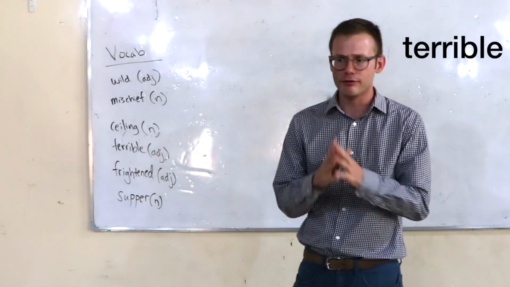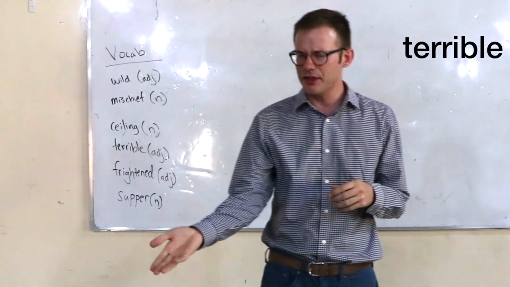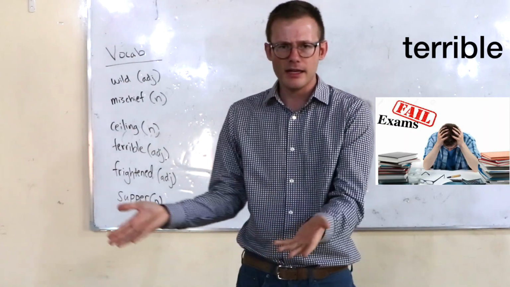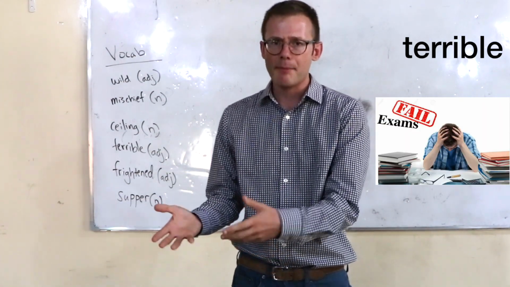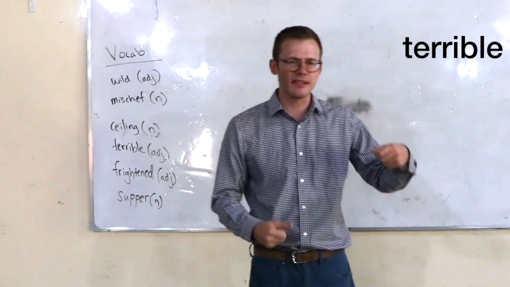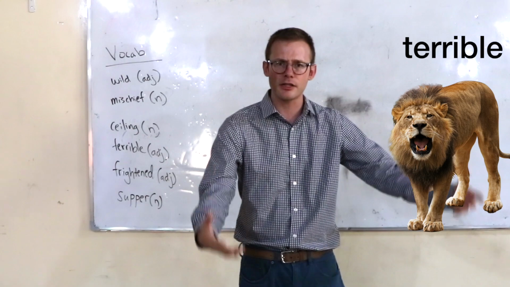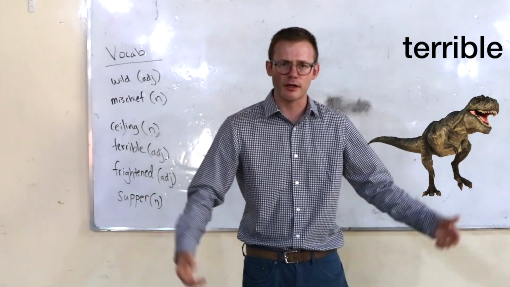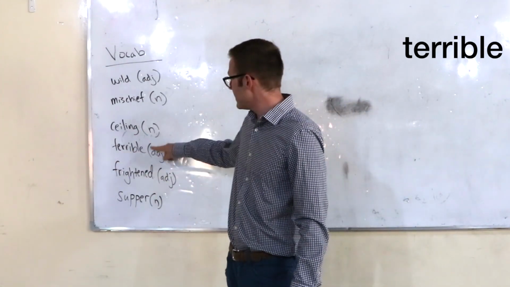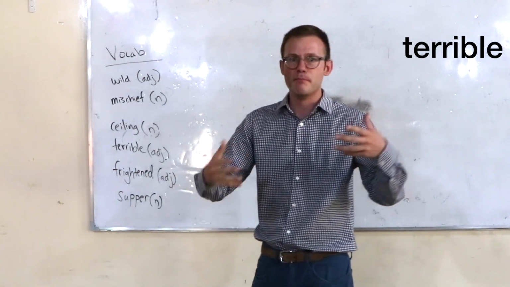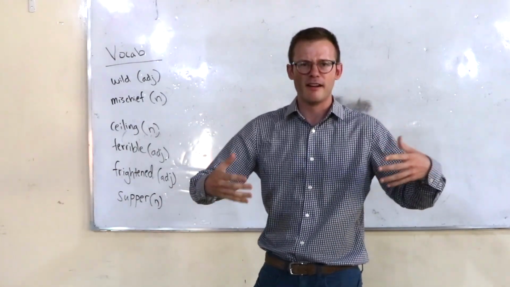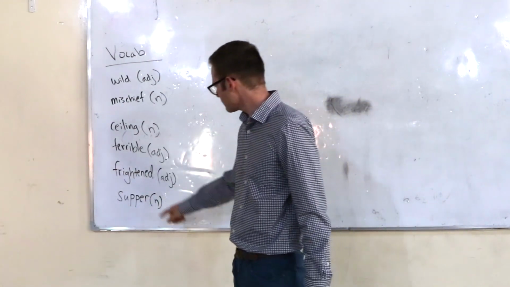Terrible. It's an adjective. Okay, I can say, wow, this homework was terrible, meaning this person did a really bad job. But I can also use it to describe something that's big and scary, like a monster, or like a lion, or a dinosaur, the terrible Tyrannosaurus Rex. In this book we're going to read, terrible means big and scary and a violent thing.